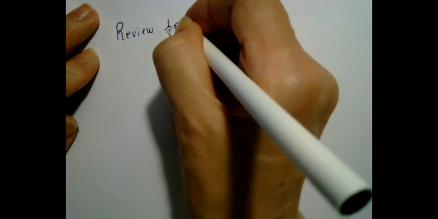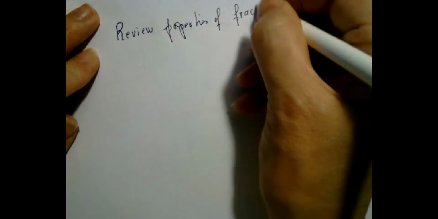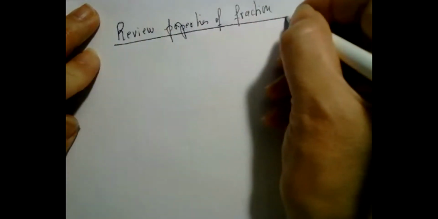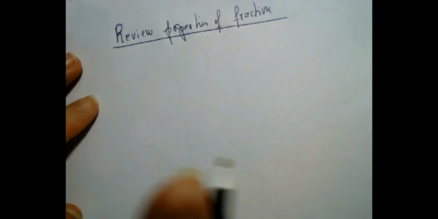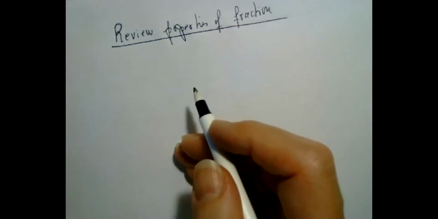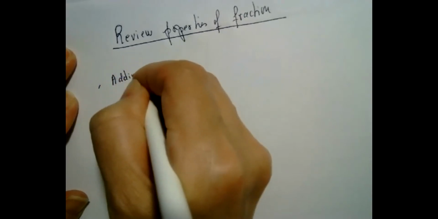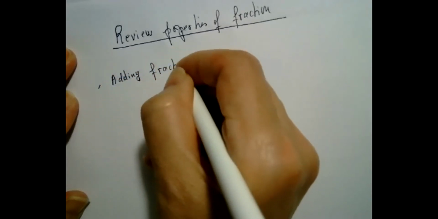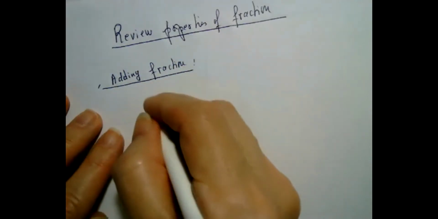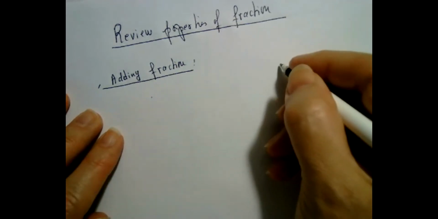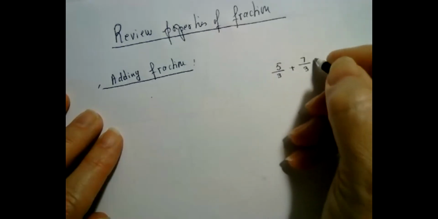Properties of fractions. So basic properties of fractions before I go back and apply them to the idea of functions. So what are the basic properties? First, think adding fractions. If we have two fractions, like for example, 5/3 plus 7/3, something like that.